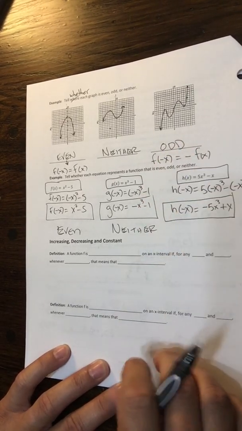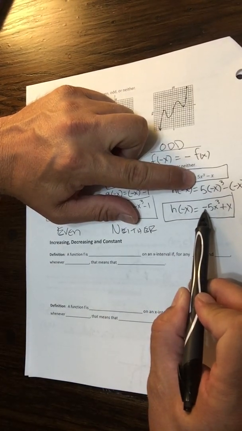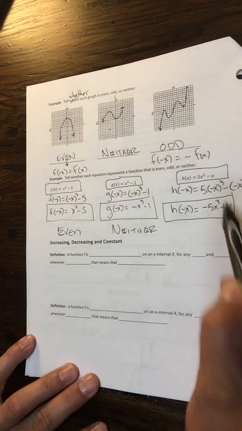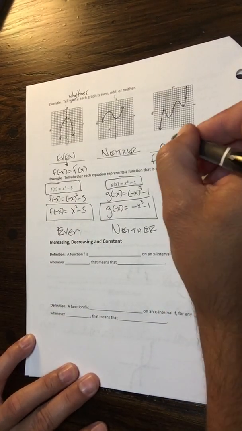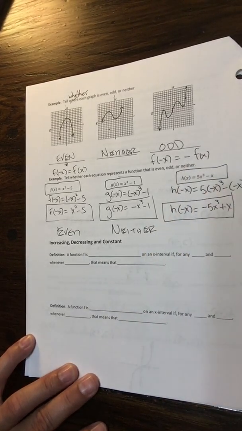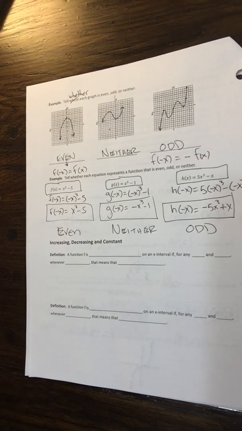Here's my original h of x. Let's go term by term. That one's positive, that one's negative, they're opposites. That one's a minus, that one's a plus, they're opposites. This expression is the opposite of that expression. If I put a negative x in and I get the opposite of the original, this is an odd function. Next, we're going to do increasing and decreasing.